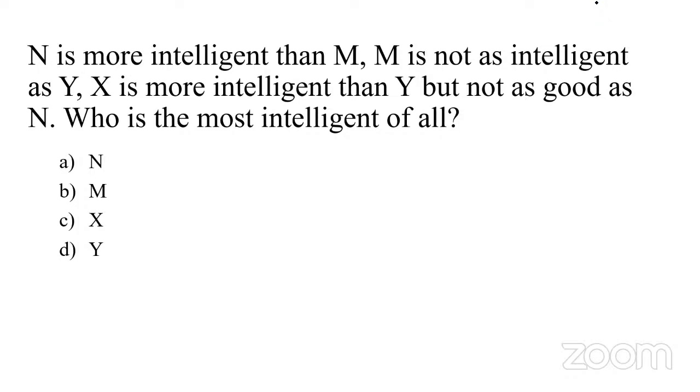N is more intelligent than M. After completing the arrangement, read the statements again and cross check with your arrangement, okay? N is more intelligent than M. M is not as intelligent as Y. X is more intelligent than Y, but not as good as N. Who is the most intelligent of all?